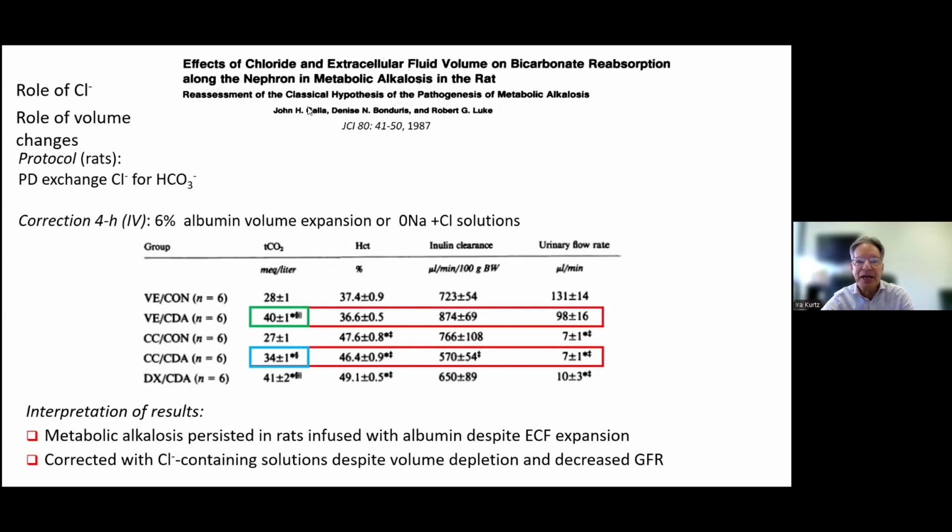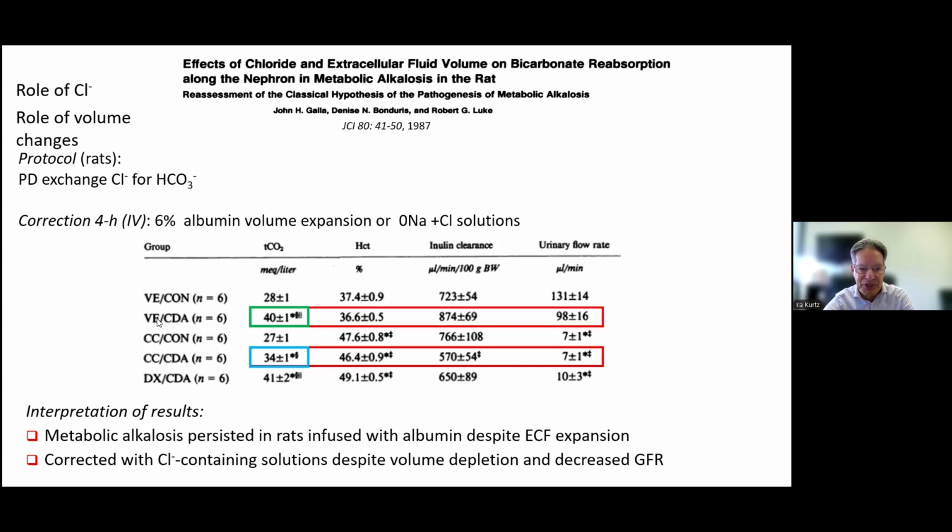And then they did another paper where they looked at the effect of chloride and extracellular fluid volume on bicarbonate reabsorption in the nephron. And for this, they did the same protocol, the peritoneal dialysis exchange of chloride for bicarbonate to generate the metabolic alkalosis, and they were looking at the effect of chloride and volume. And volume, they were looking at by giving 6% albumin expansion to the animals. So the animals either got that or a zero sodium chloride containing solution. So there's a lot of numbers here, but we'll just focus on the green and blue initially.